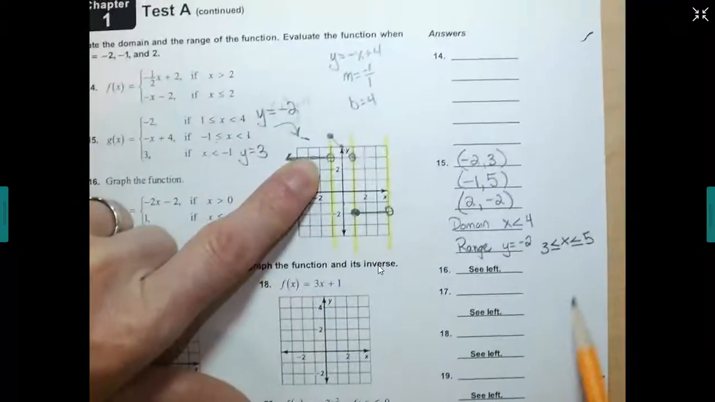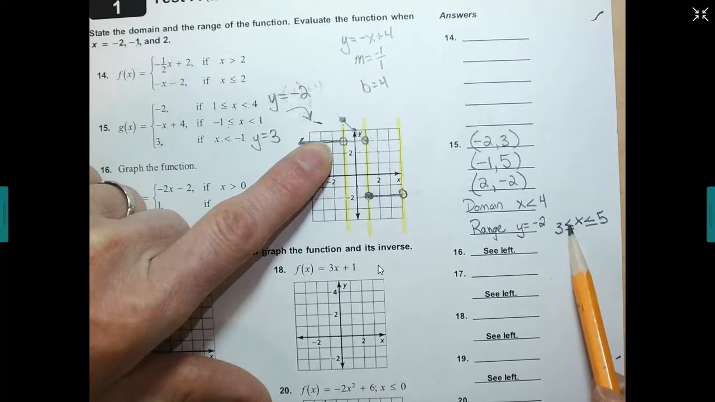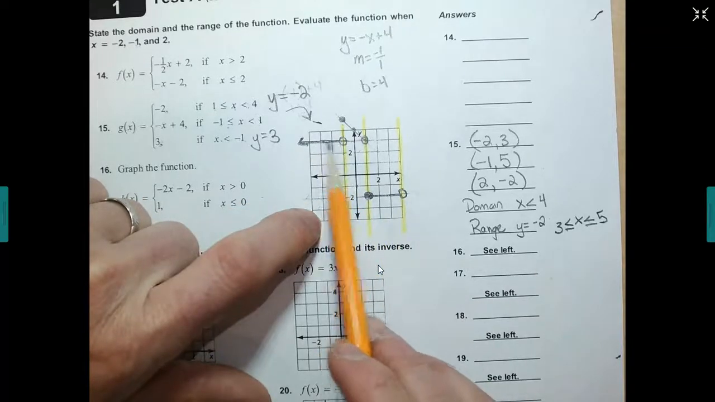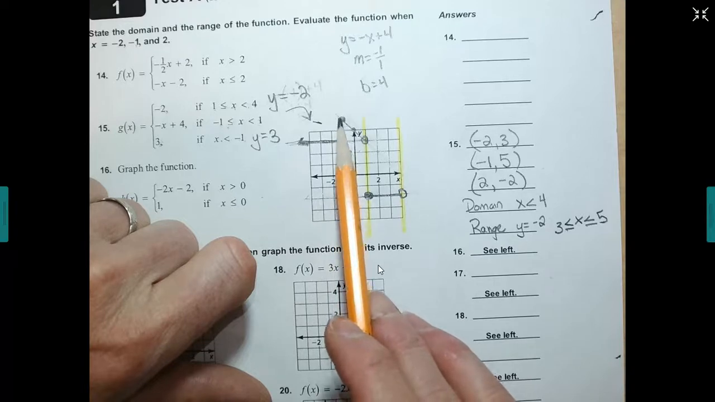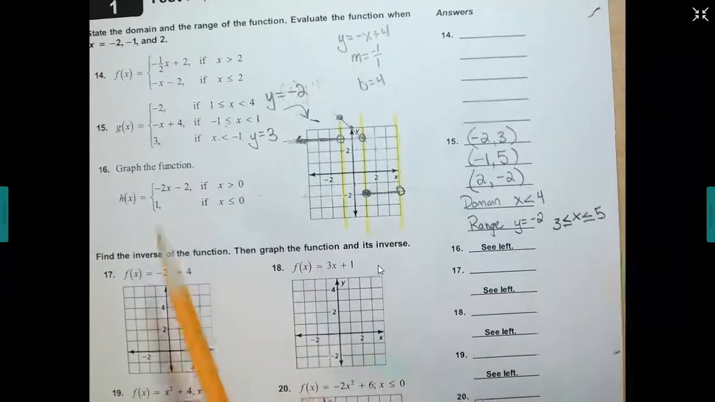Oops, sorry, that wasn't in the book or on the video. y is greater than or equal to 3, but less than or equal to 5. So here's my 3, so it can be equal to 3, and then it can also be equal to 5. All right, so that's how you graph a piecewise function. Go ahead and graph 16 and see how you do.